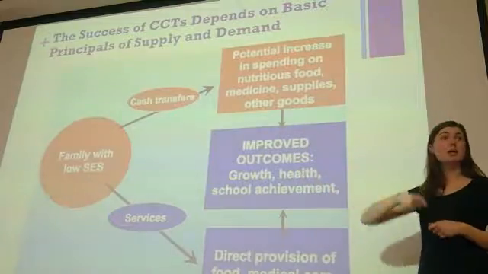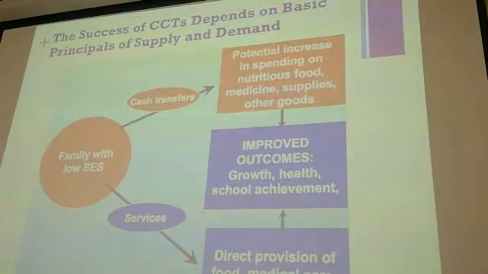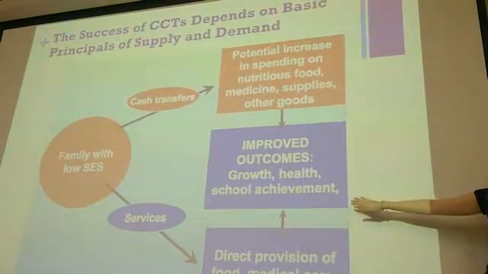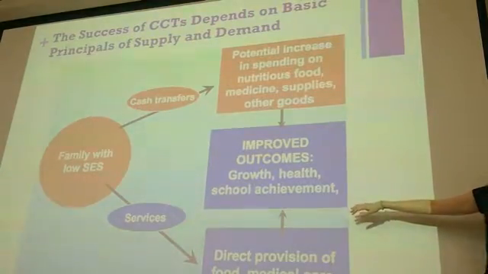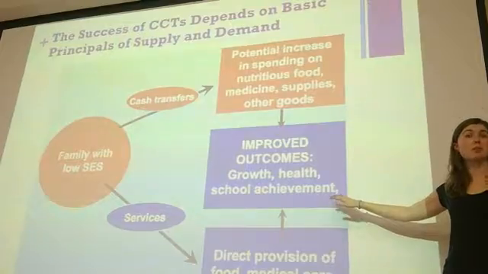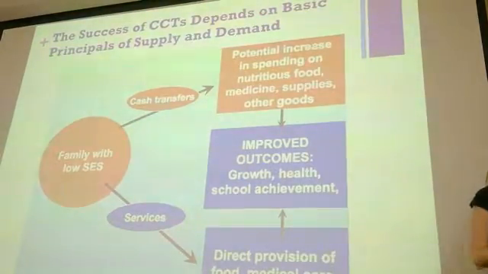So you're making sure people want to go use those services because they're going to get that incentive. And then hopefully the outcomes are better health, children that are healthier and develop better, and then children that go to school so they have higher or bigger potential in their life after they are done.